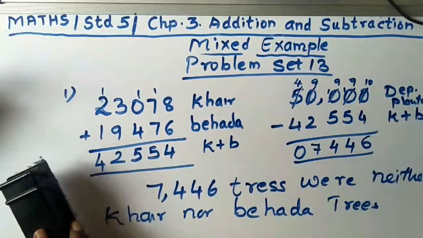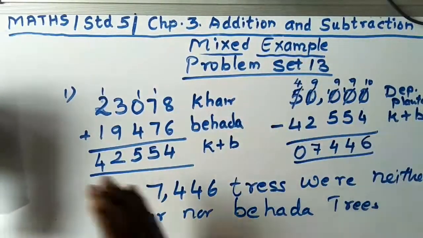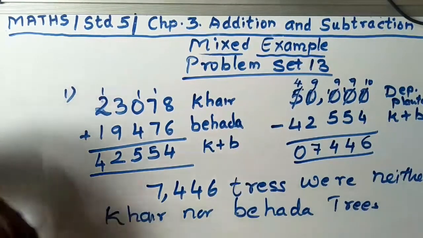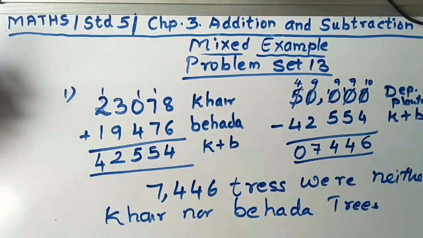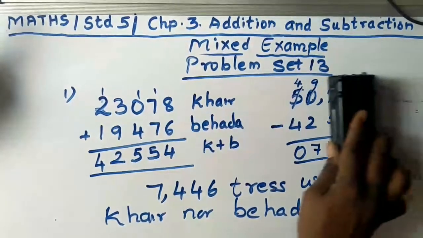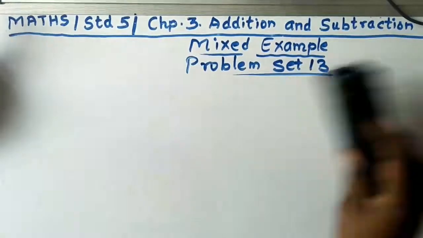In this sum you have to make it into two parts. This is the first part, this is the second part. You have to make it into two parts. But before that we have to understand the sums which you have to subtract and which you have to add. So let's do the second sum from this problem set 13.